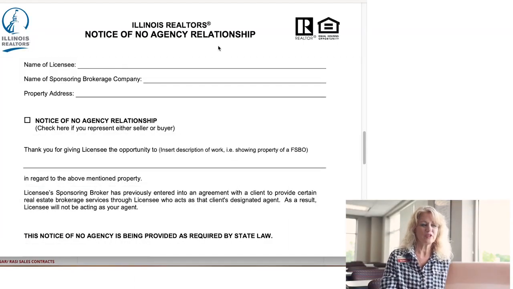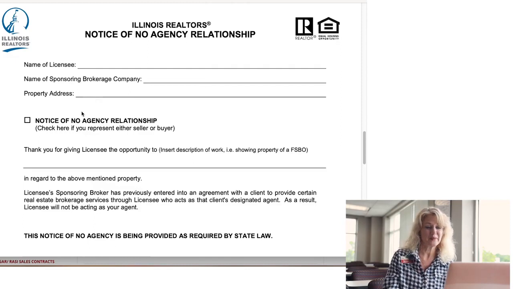And so you have to have that agency discussion with the seller prior to entering the home with your buyer. And we've got to have some information established prior to that. So one of the forms you utilize is the Notice of No Agency. Let's have a look at this form. So the Notice of No Agency relationship, you would put your name as the name of the licensee on the top line. The name of the sponsoring brokerage company would be Keller Marquee, and then the property address obviously would be the house you're showing.